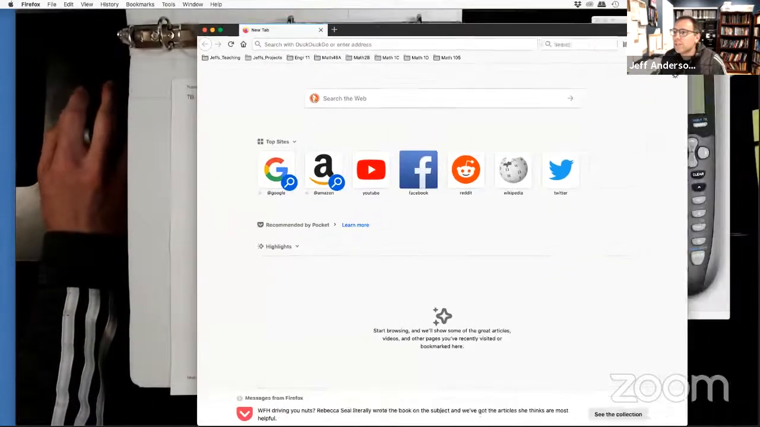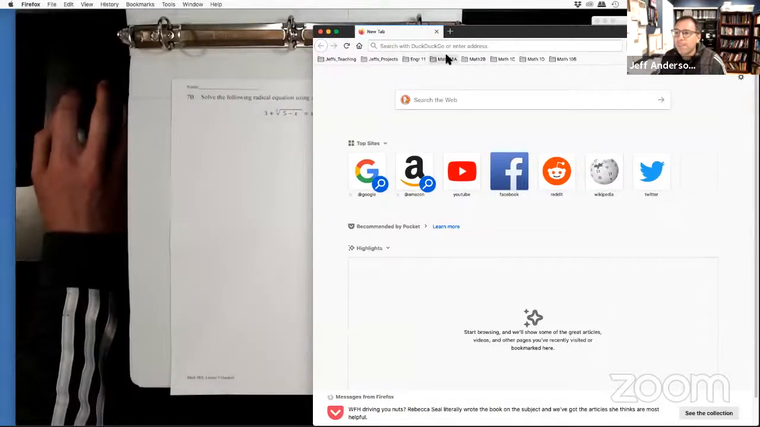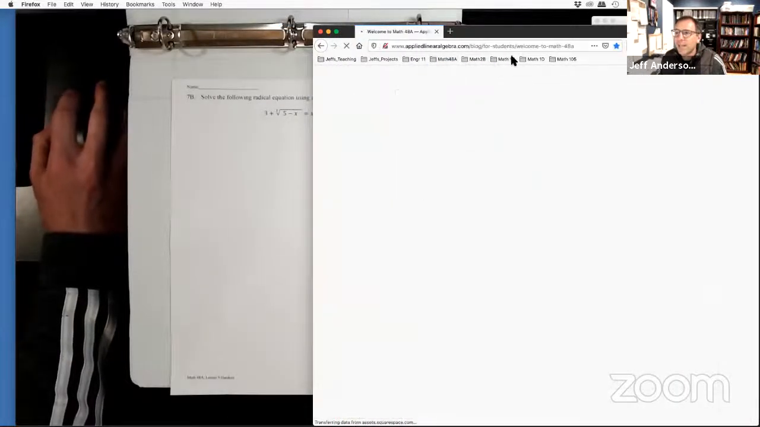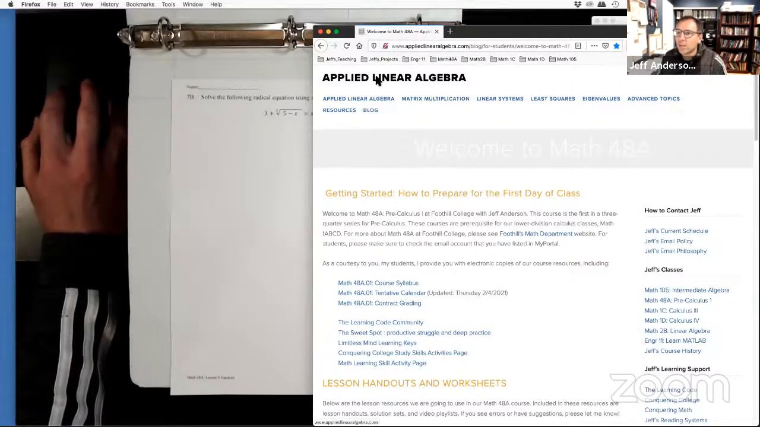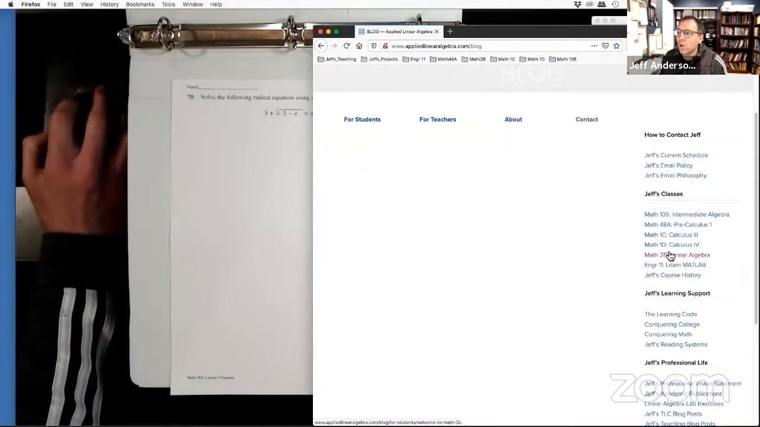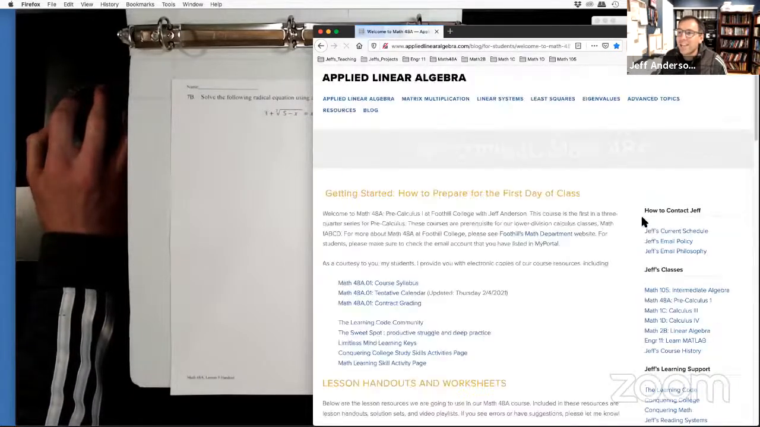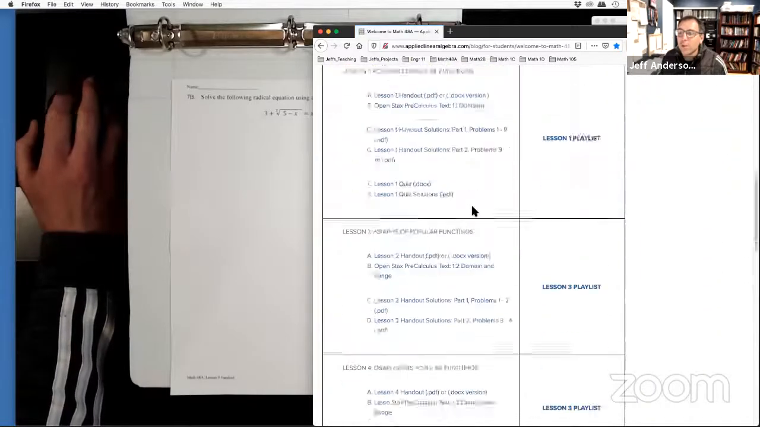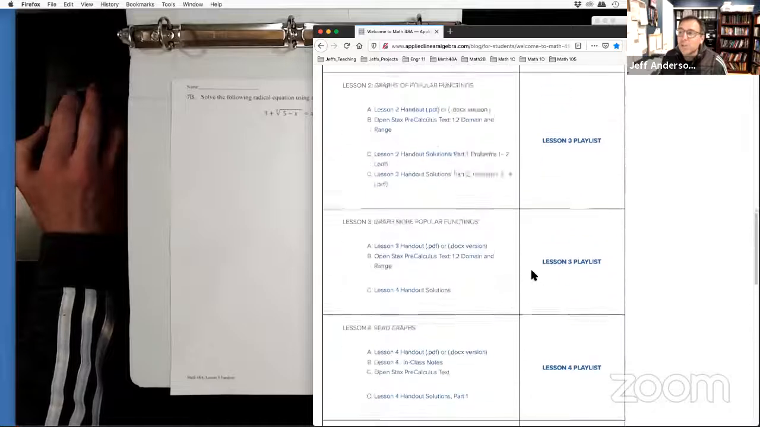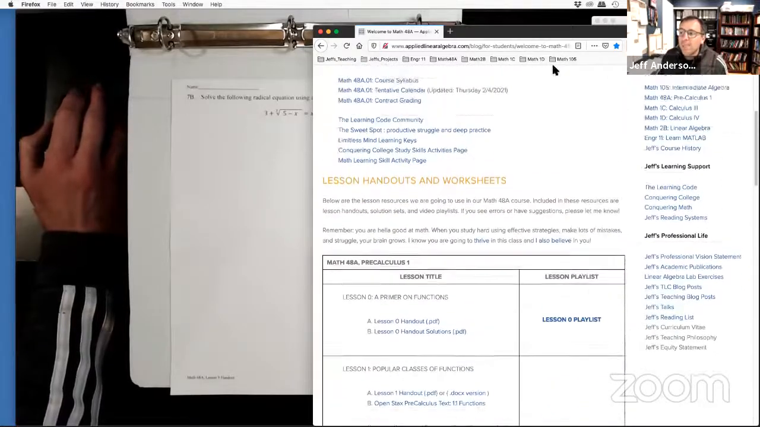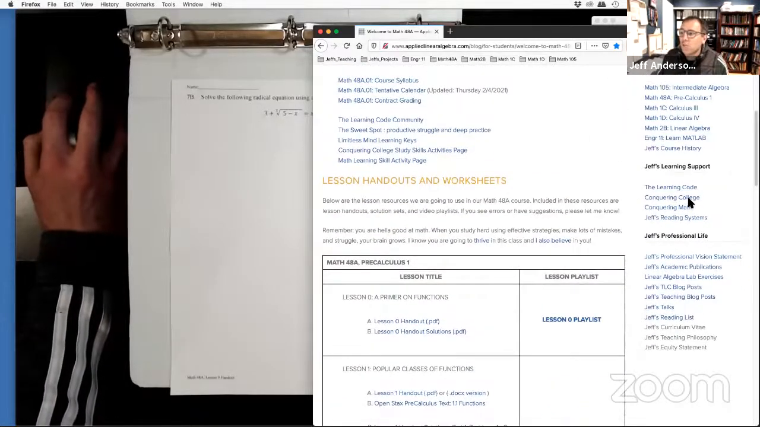So specifically, let's go over to the Math 48A homepage, which is appliedlinearalgebra.com/blog. So if you just go to appliedlinearalgebra.com, click on the blog button and go over to the right-hand side, Math 48A. Scroll down a little bit, you'll have all of my lessons. You'll have some YouTube videos here that are useful. What I wanted to show you, though, was right here.